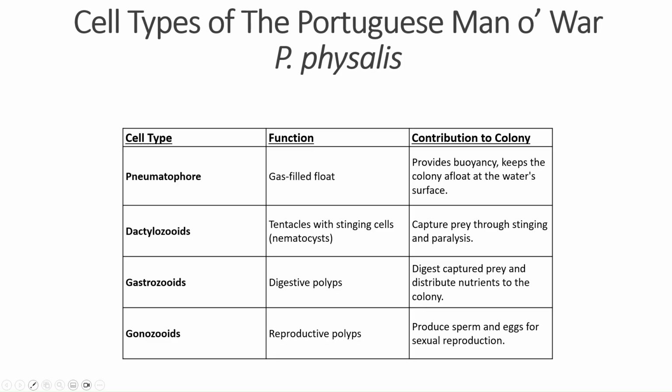The gastrozooids are the digestive members of the colony. They engulf and break down the captured prey and distribute the nutrients to all the other zooids. Finally, the gonozooids, which are the reproductive members. They produce sperm and eggs for sexual reproduction. All of these different zooids are genetically identical and they work together as one functional unit. This level of specialization within a colony is one of the most advanced forms of organization found in Hydrozoa.